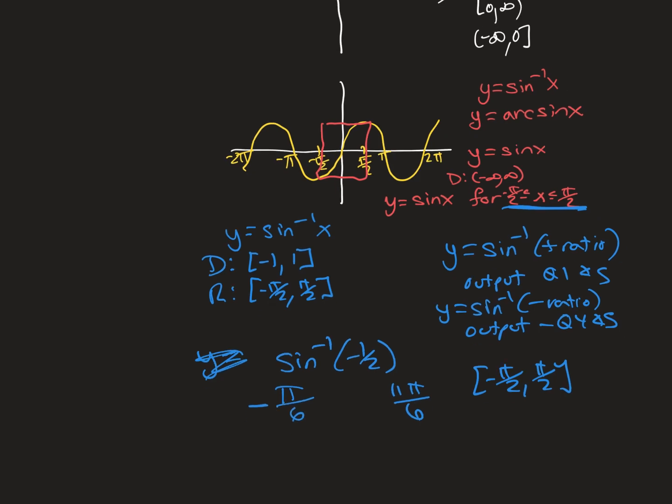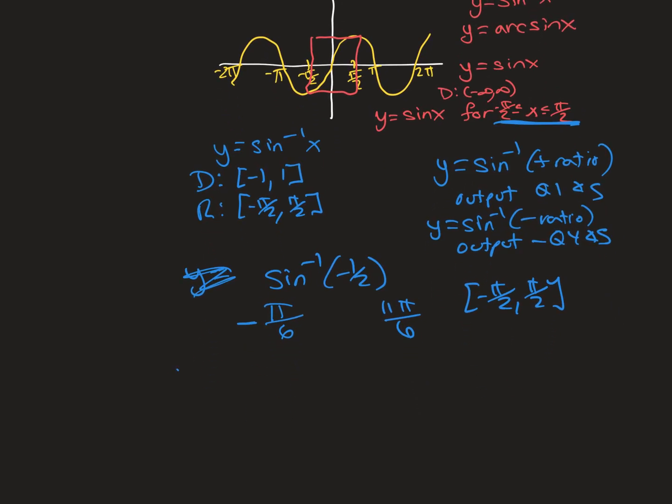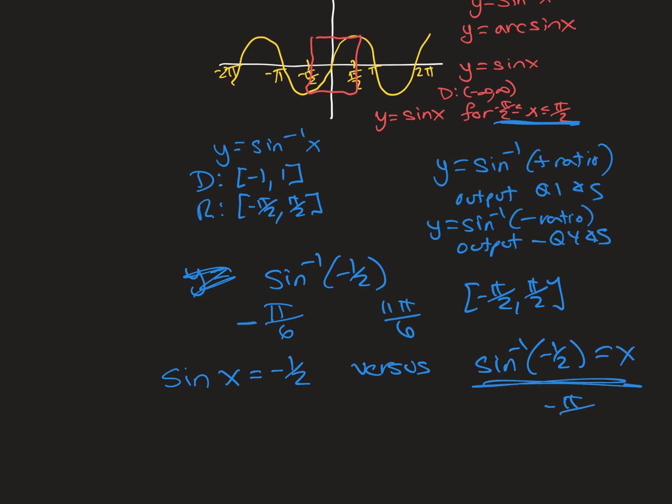Only one answer. So these are different problems, in other words. Solving for sine x equals negative 1/2 versus solving inverse sine of negative 1/2 equals x. There's only one answer to this problem, as we stated. It's just negative pi over 6. Inverse trig stands for a function, only one output.